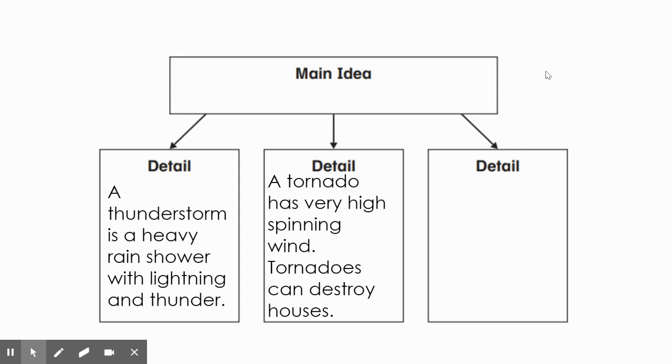So if you're following along, our first detail was about thunderstorms. Our second detail is about tornadoes. Your job, second graders, at the end of this assignment is to come up with a third detail. So be thinking as we continue to look at the information on the pages following.